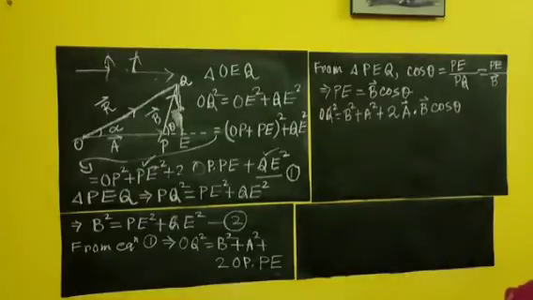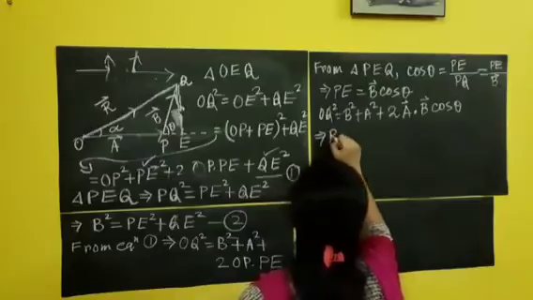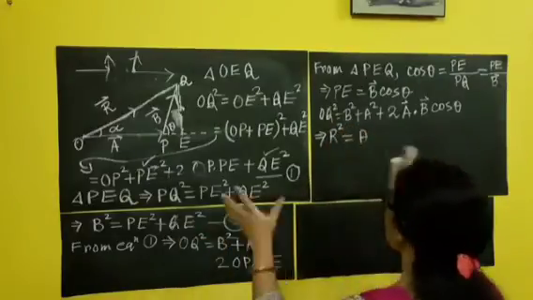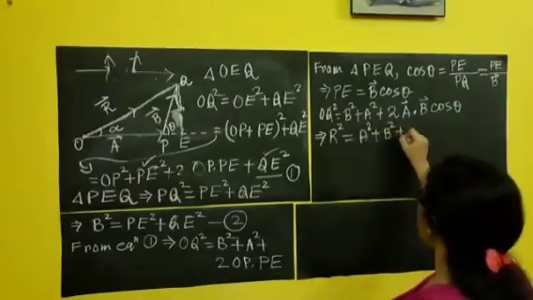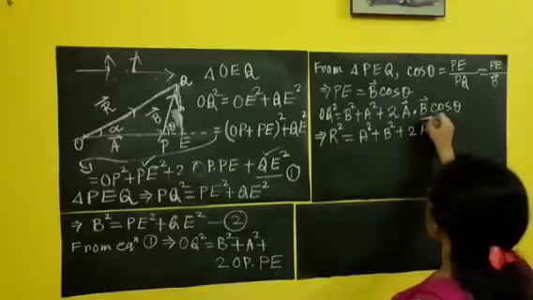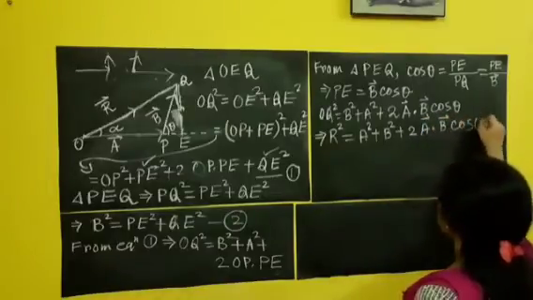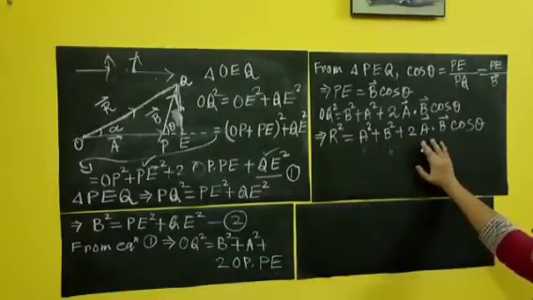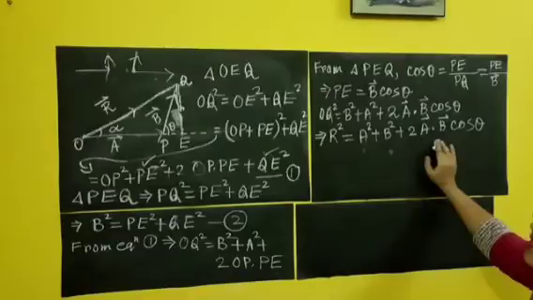OQ square is my resultant vector. So therefore R square, the resultant vector, is equal to A square plus B square plus 2 A dot B cos theta. A and B are vector quantities, that I know. So they are proceeding in the same order, so by triangular law I can easily calculate the resultant vector.